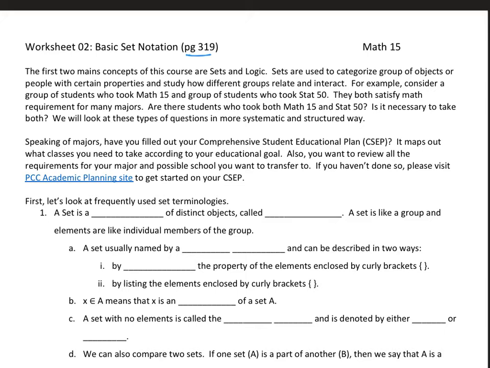So if you look at the group of people who took one, and the group of people who took the other one, maybe there are people who took both of them, maybe there are people who didn't take any of them, right? So what we're trying to do is categorize people into different groups. These groups are called sets, and we want to see how these things interact.